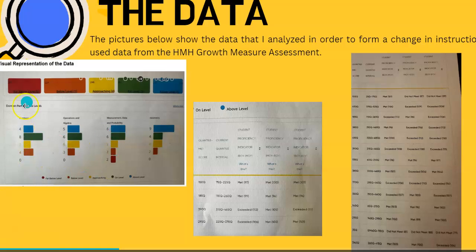Here is an overall view of the students who scored advanced in different subcategories of math, who scored on level, who scored approaching, and then below level. Over here is an individualized scoring rubric. Obviously, you don't see the student names, but it gives you their quantile score, their current quantile interval, their proficiency indicator, and then the proficiency indicator for beginning of the year to middle of the year, middle of the year to end of year, and beginning to end of year.